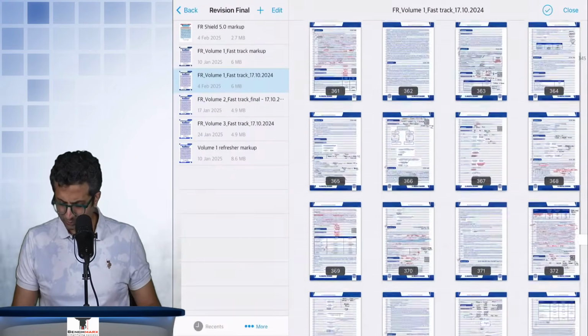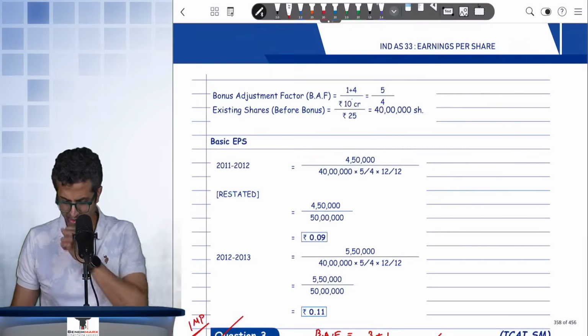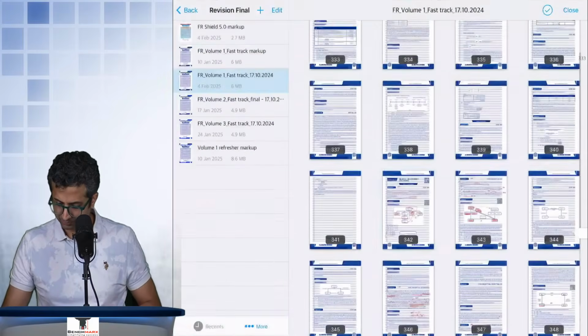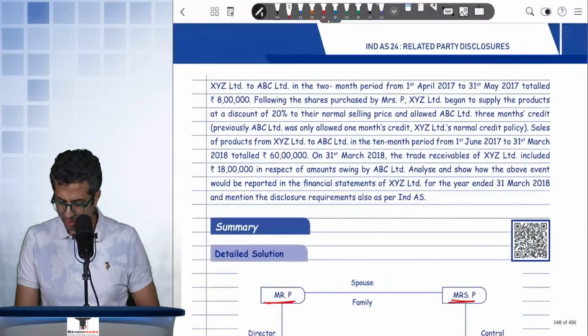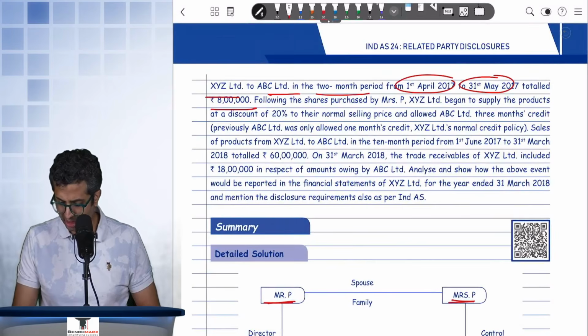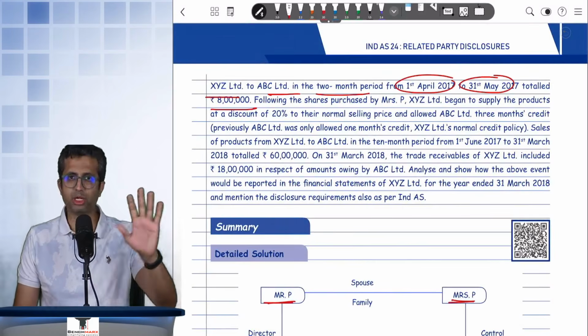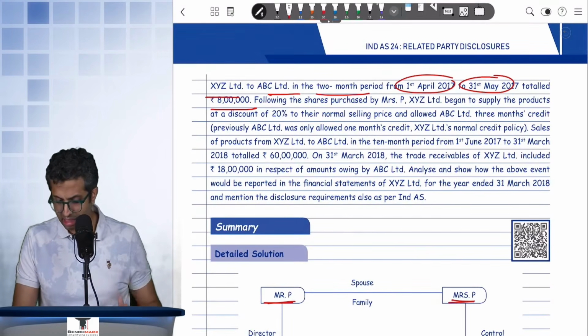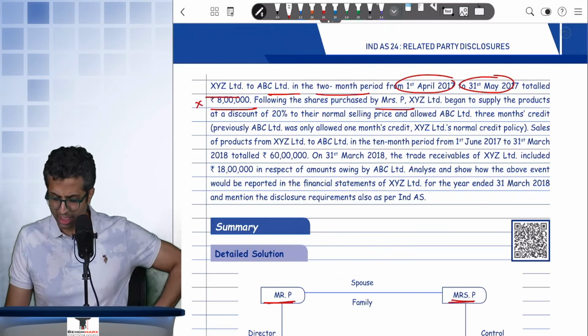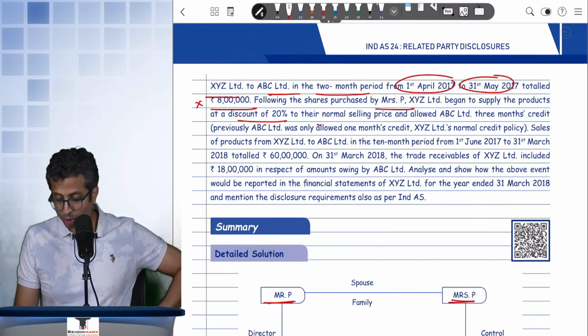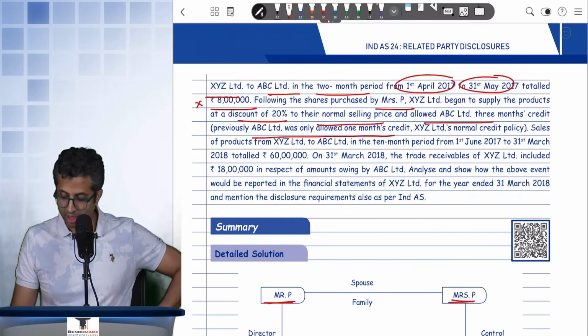Now, you have been told over here that sales of products from XYZ to ABC for the 2-month period from April to May totaled 8 lakhs. That is during the period when the related party relationship was not in existence, and hence this will not require a disclosure. Following the shares purchased by Mrs. P, XYZ began to supply products at a discount to the normal selling price and allowed ABC 3 months credit, which was previously only 1 month, which was the normal credit policy.